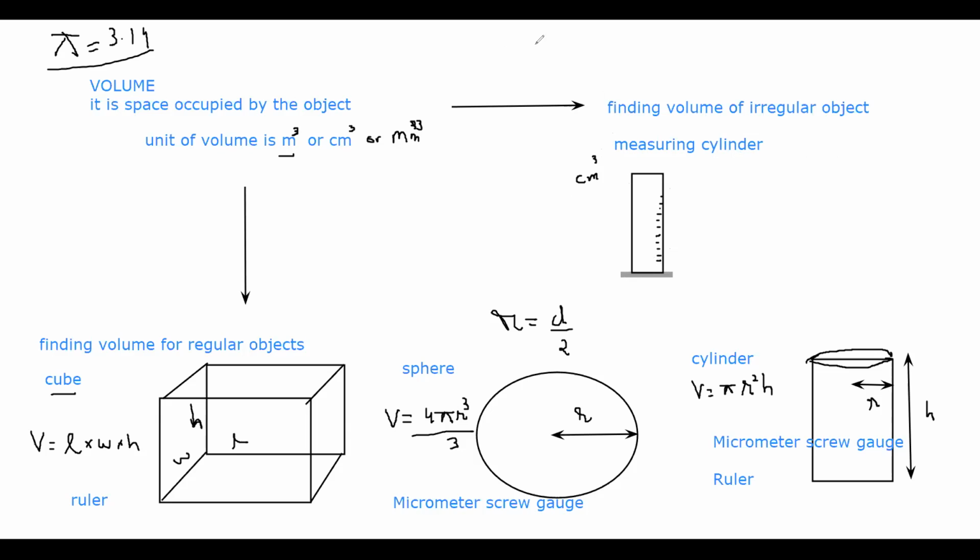So how will you measure the volume of an irregular object? For example, you have a stone and you want to measure its volume. There's no formula to get the volume of an irregular object, so you will use the displacement method. In this method, first we fill the measuring cylinder with a small amount of liquid. That volume is called V1.